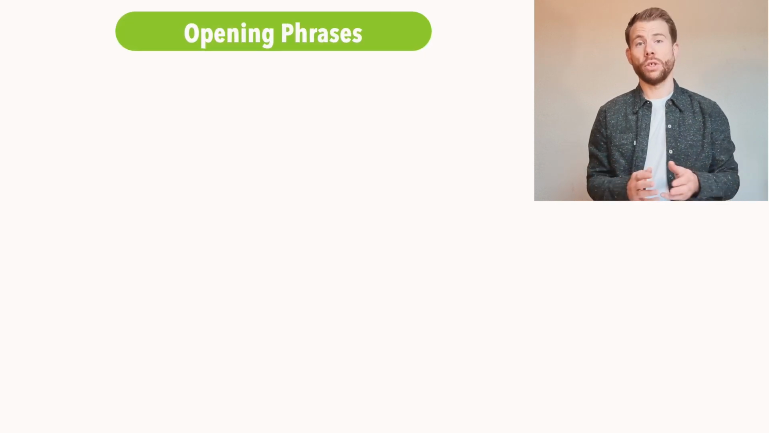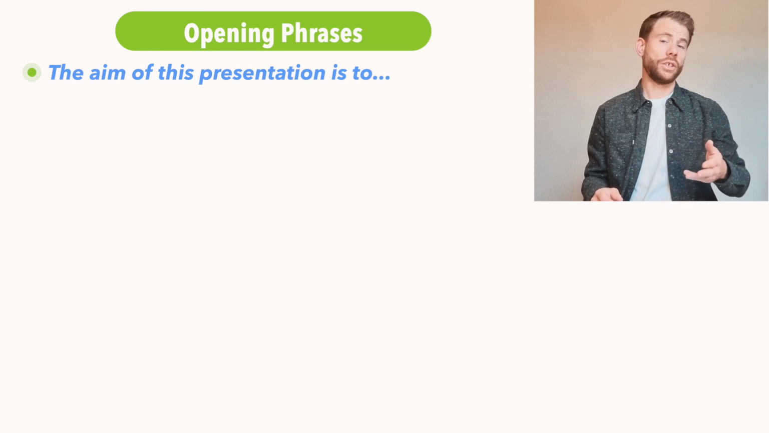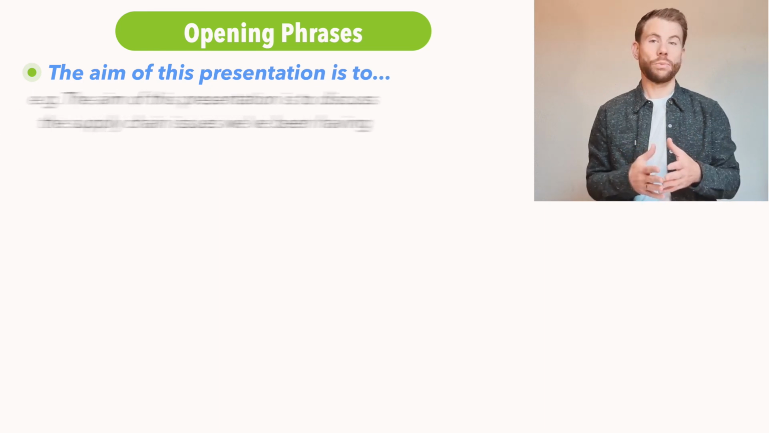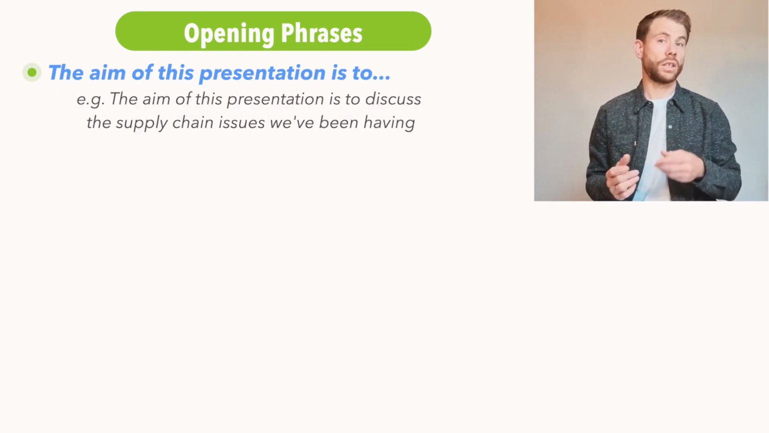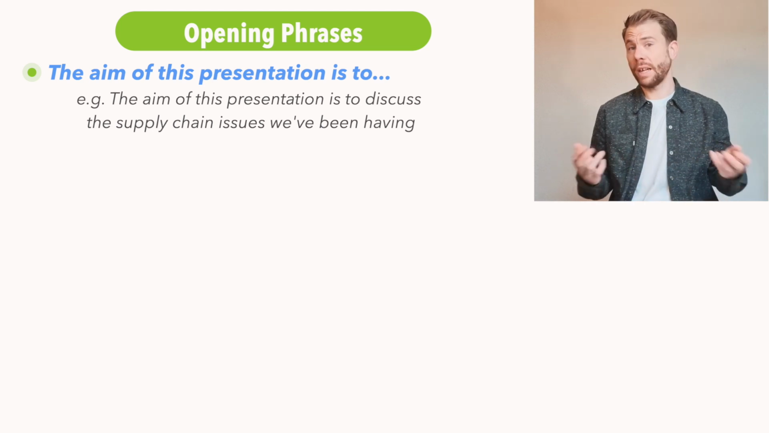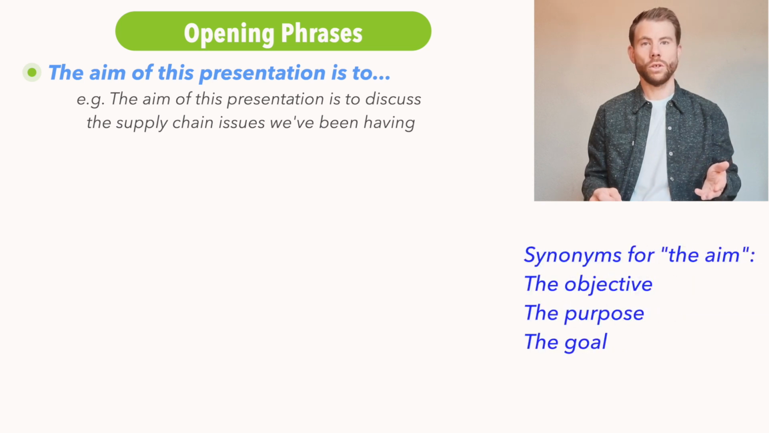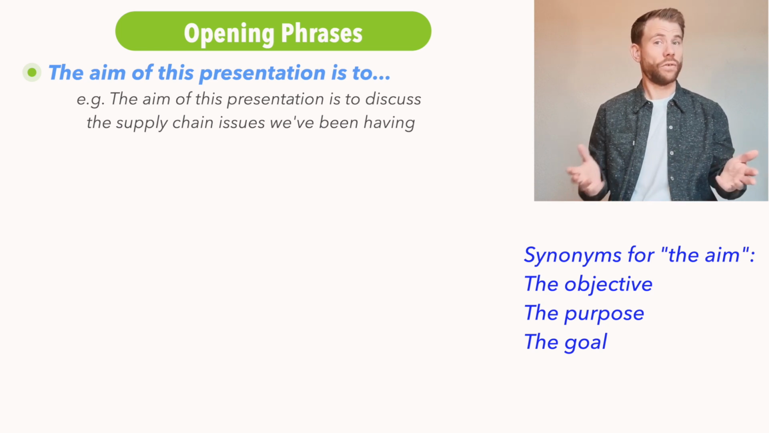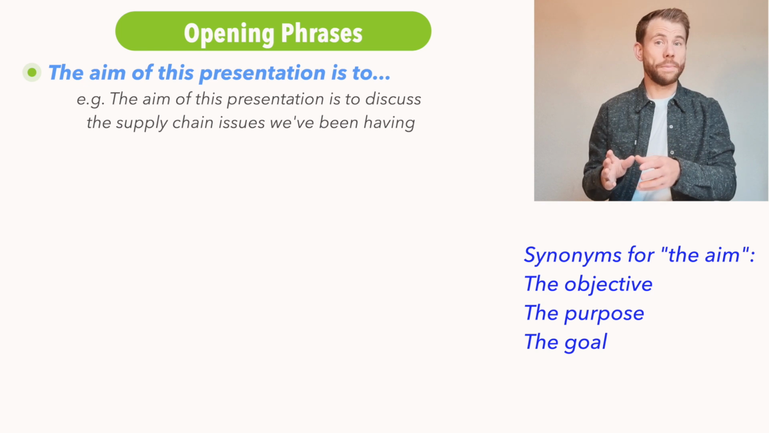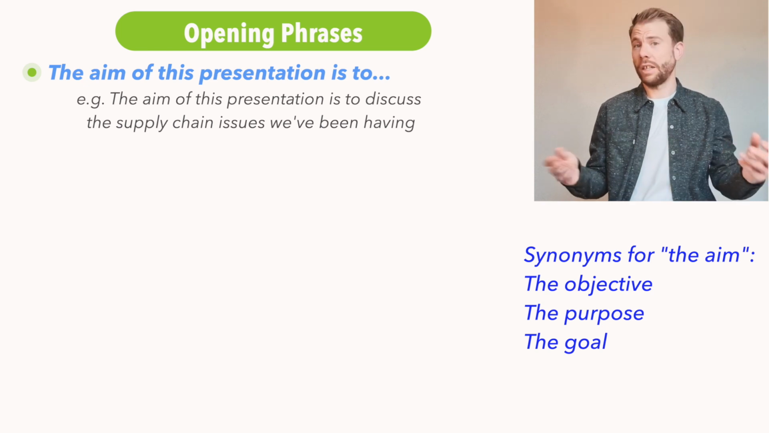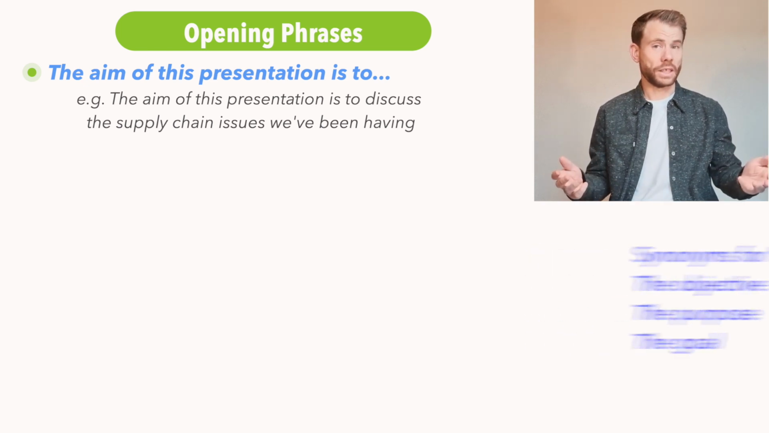So some different options for the opening of your presentation could be: the aim of this presentation is to. So the aim of this presentation is to discuss the supply chain issues we've been having. So the aim is the word I used here. You do have different synonyms you can use for the word aim. You could also say objective, you could say purpose, or you could say goal. These are all different options you can use to replace the word aim, and you have the same meaning and a little bit of variety if you want to mix it up.